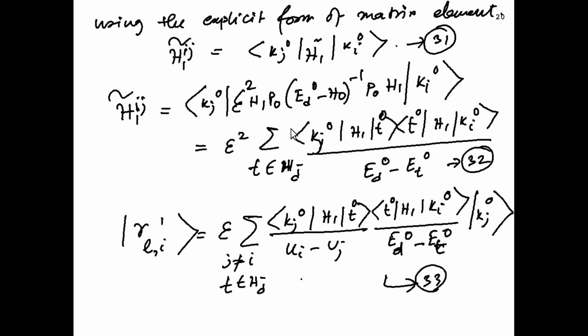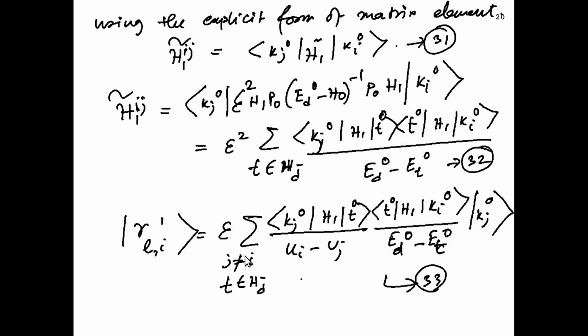So, this term comes from K_j0 H1 P naught. P naught is the projection operator, let us call it T naught, and T naught belongs to the subspace, because I know that P naught operates in the subspace H_D bar, which is the non-degenerate subspace. So, I get this T naught and I expand this, and clearly this will never blow up, and equation 32 is a well-defined equation.